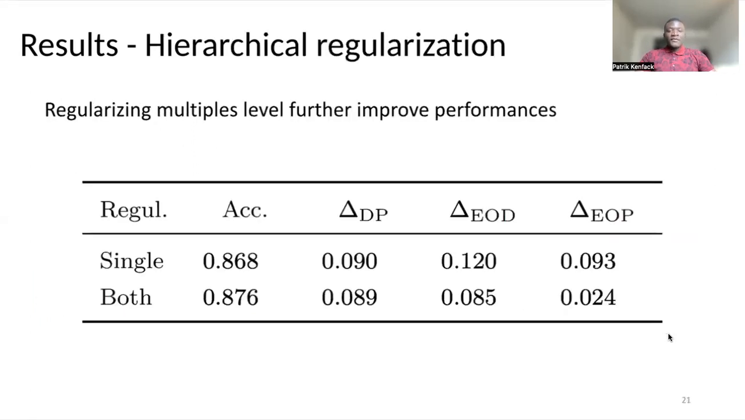We also evaluate the hierarchical regularization. If we have a two-layer multi-layer perceptron, by regularizing only one layer, we achieve this accuracy and this fairness metric. So we see that by regularizing further at multiple levels, this can further improve the performance of the model.